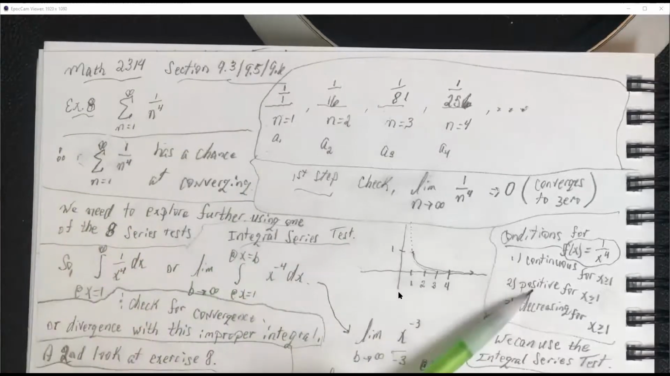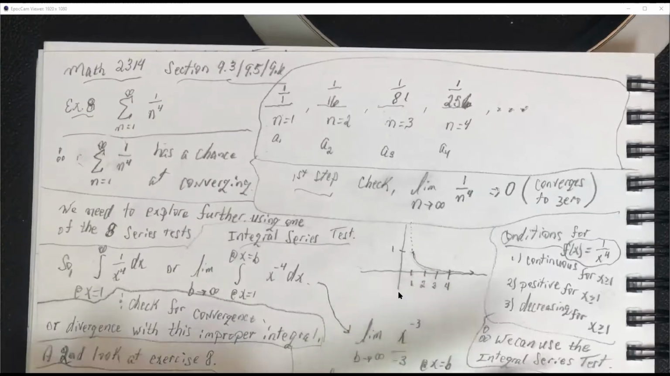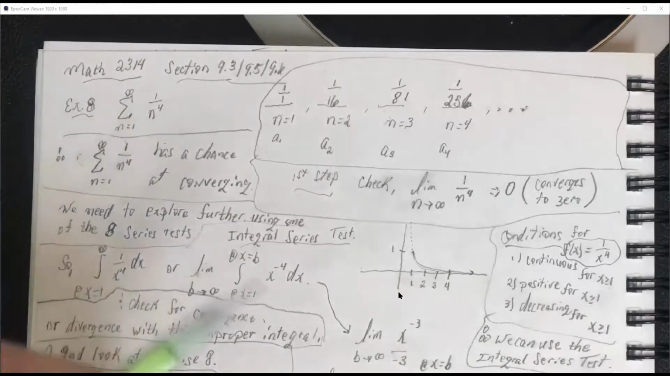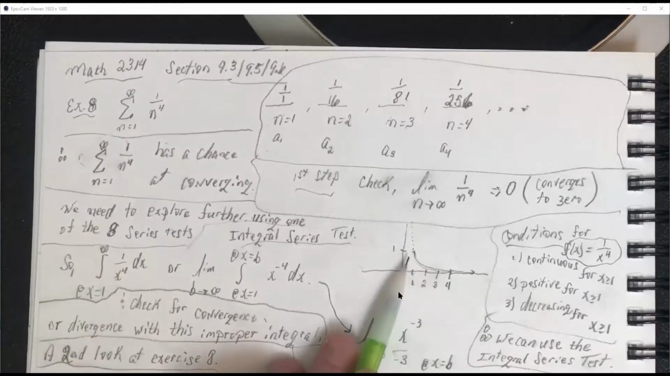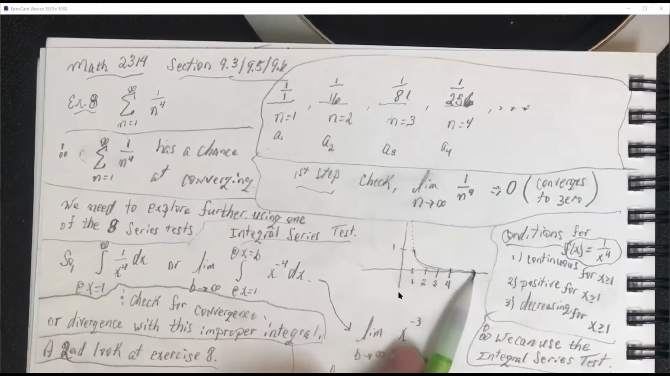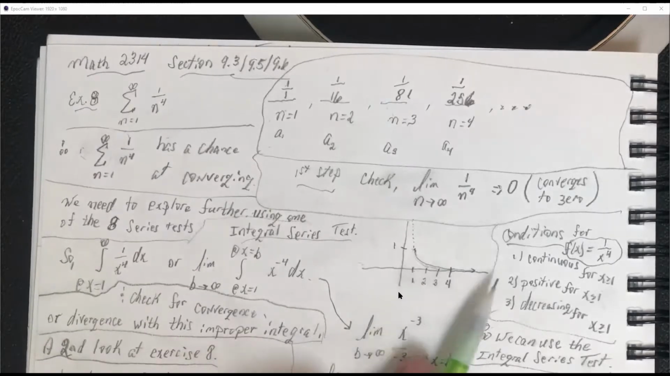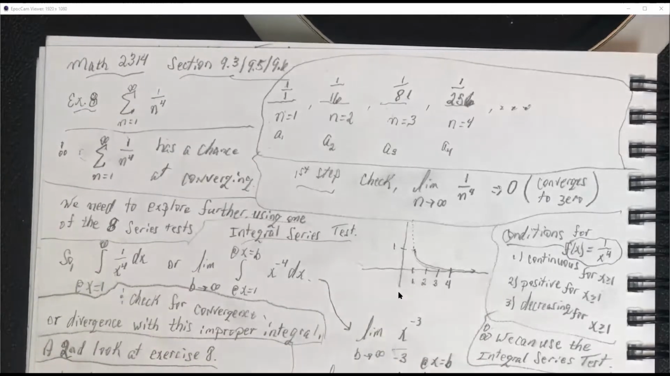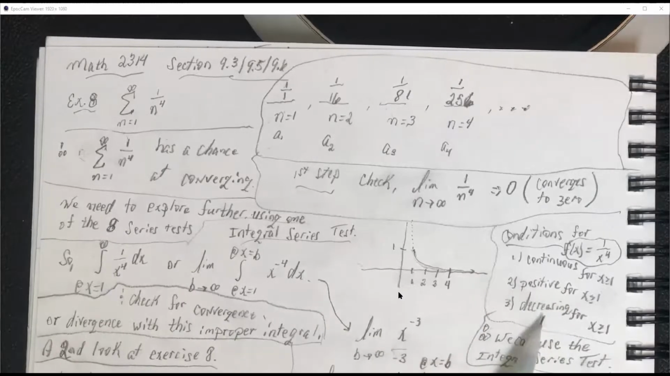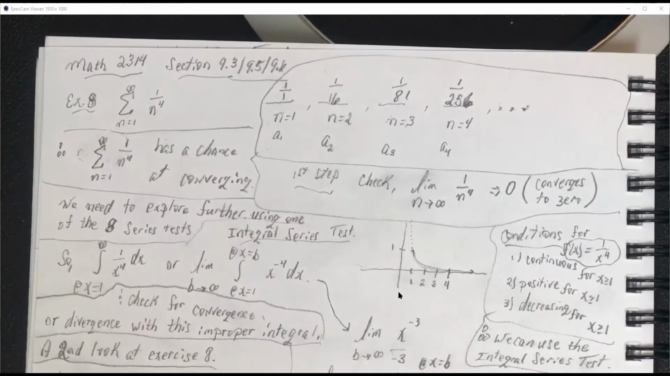Anyway, positive. All of this graph is above the x-axis, so the range values, the y values, the second dimension values are positive. And visually, you can see that it is decreasing. Although as you go out here, the slope becomes really, really close to horizontal, or zero slope, it is forever decreasing. All three conditions are met for x greater than or equal to 1, and therefore we can use the integral series test.